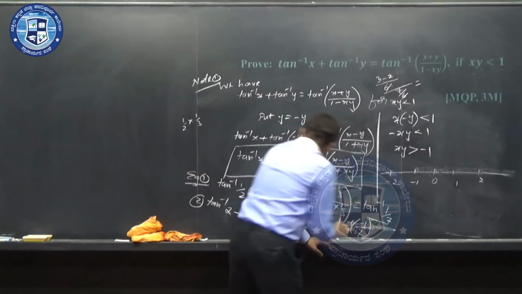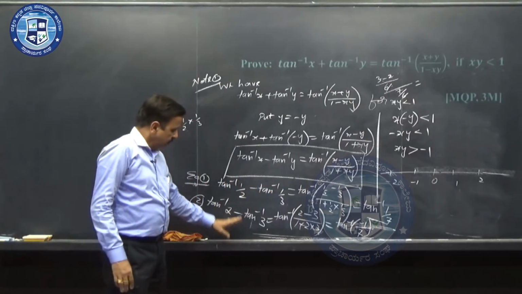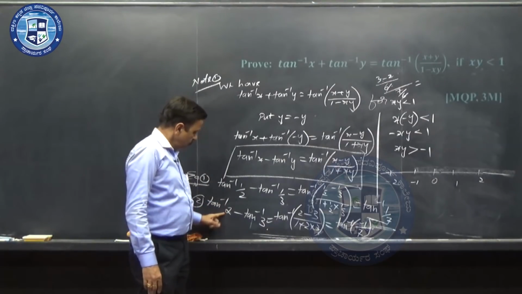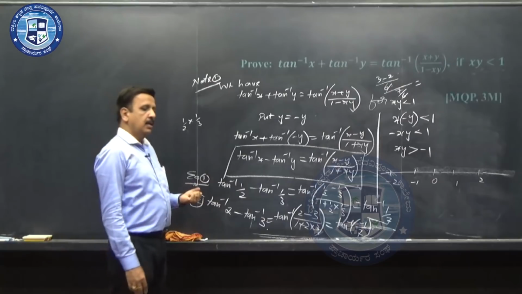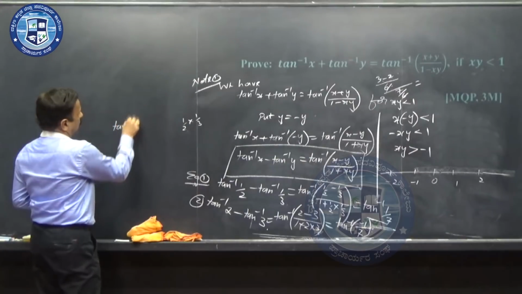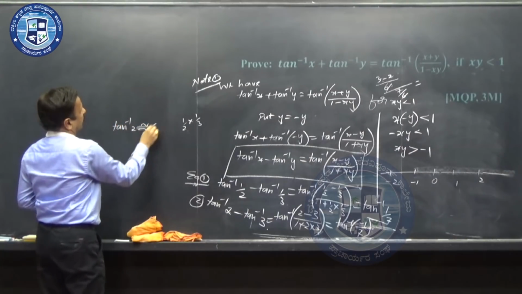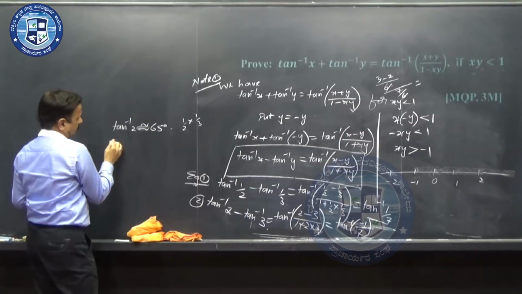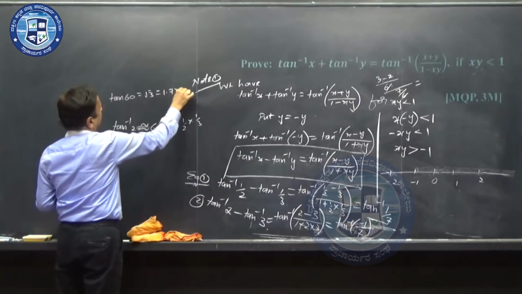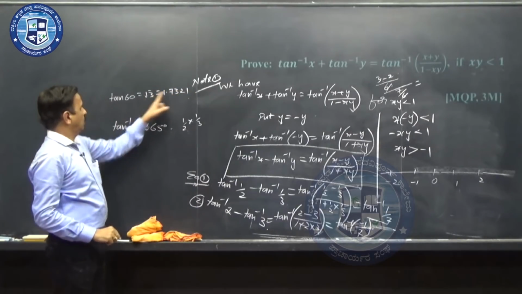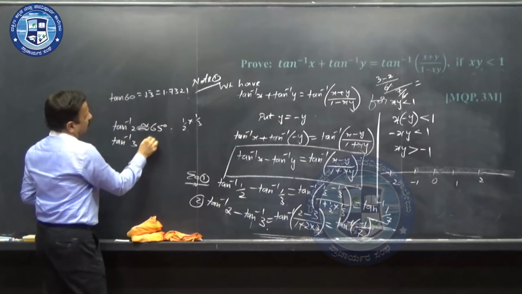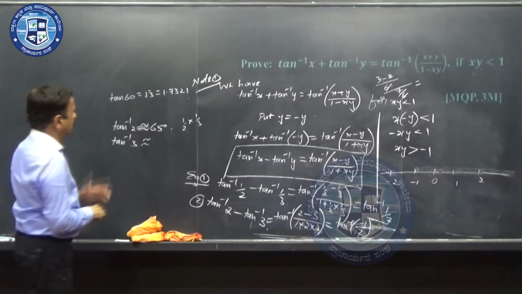Even otherwise it is understood. I will tell you why. This holds good. Tan inverse 2 minus tan inverse 3 is equal to this much. Tan inverse 2 is approximately equal to 65 degree. You know, tan 60 is equal to root 3. Root 3 is equal to 1.7321. So, 2 is slightly more than that. So, approximately 65 degree. Next, tan inverse 3 is approximately equal to, say for example, 70 degree.